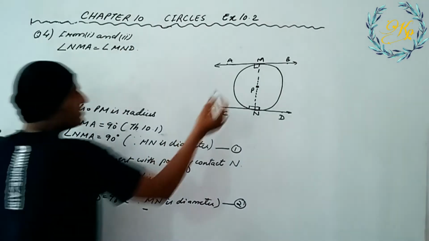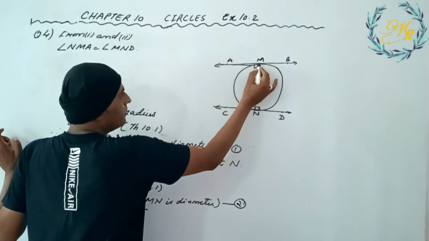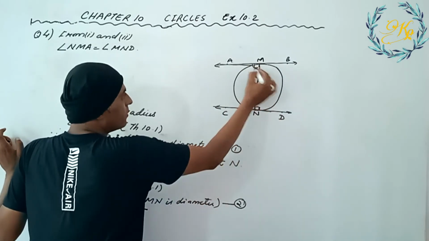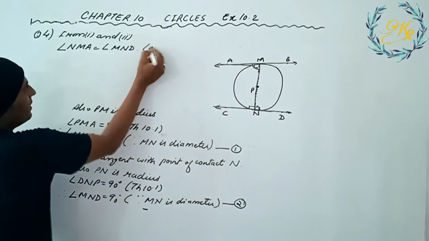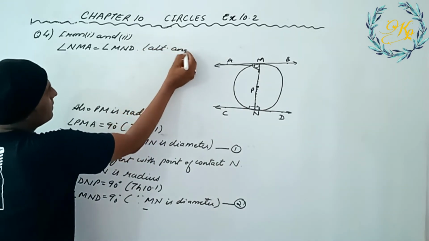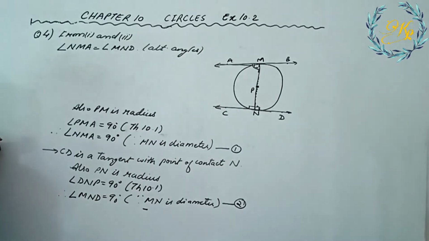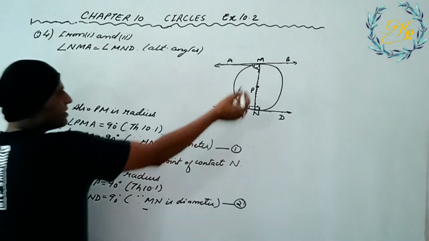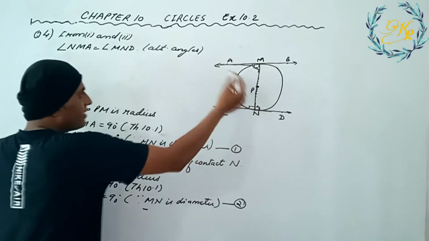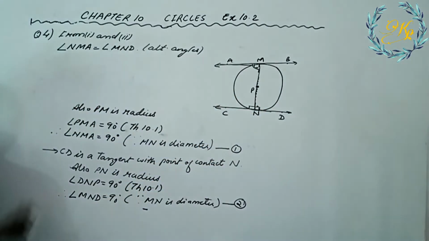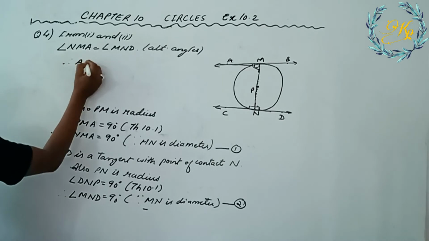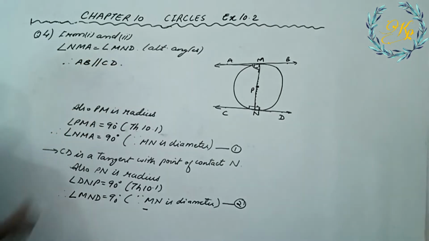Or you can also say that, see, these two lines are parallel to each other. It forms an alternate angle. So you can write here alternate angles. Right? So in the last line you will simply write that these angles are alternate angles. Alright, and as they are formed by transversal, the transversal is MN and the parallel lines are AB and CD. Therefore we can write that AB is parallel to CD. This marks the end of question number 4.